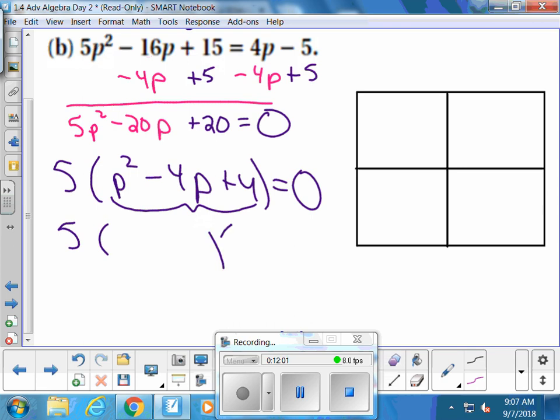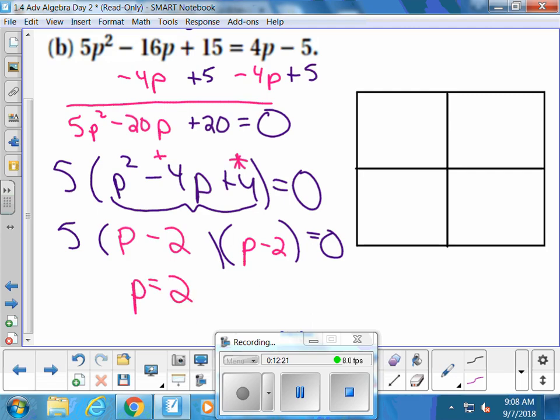Think of numbers that multiply to that 4 and add up to the -4. What are the two numbers? Dane? Yep. 3 minus 2. So guess what? The solution to this binomial is 2.